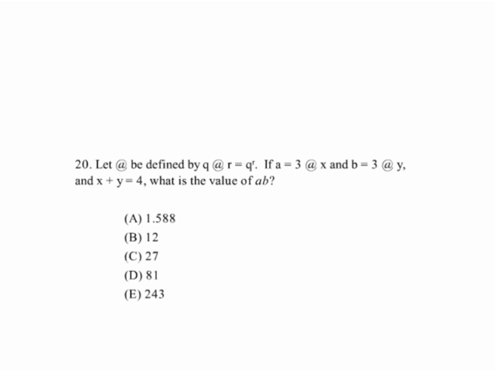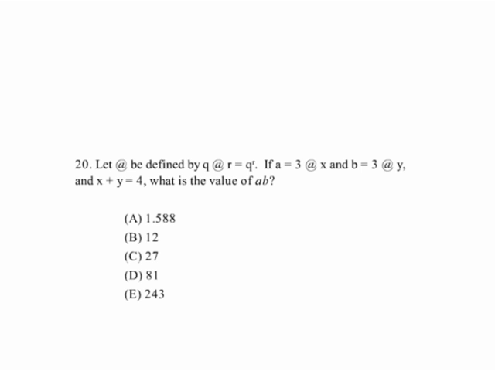Okay, this made-up function is a great example of showing you that you have to start working the problem and start kind of playing with the problem, and it'll unravel. At a glance, this looks really tough. The at sign is defined as q at r equals q to the r. If a equals 3 at x and b equals 3 at y, and x plus y equals 4, what's the value of a times b? Looks hard, but start playing with it.